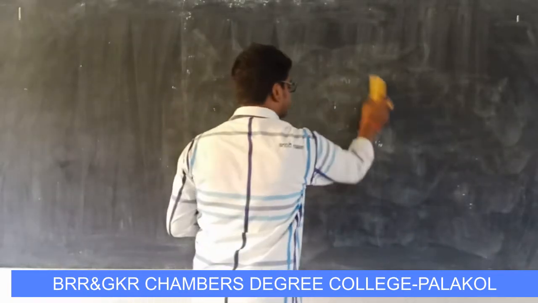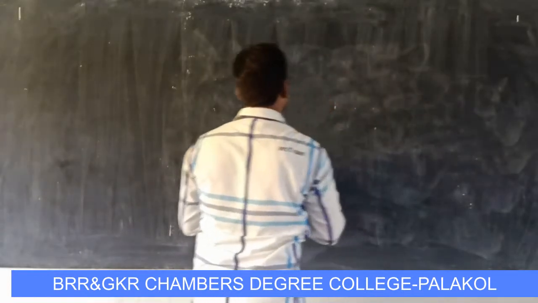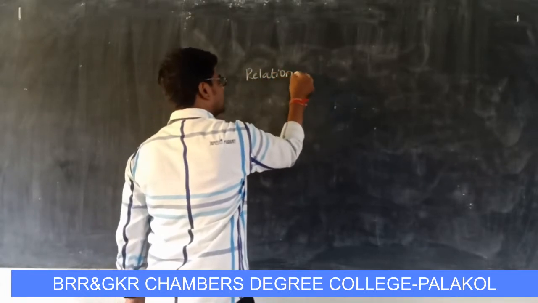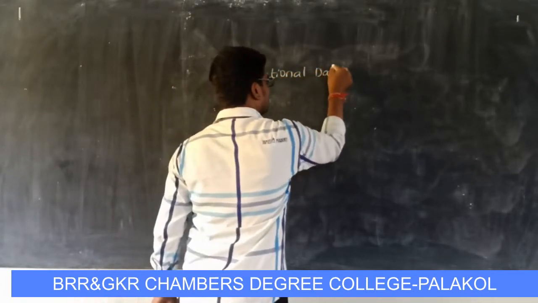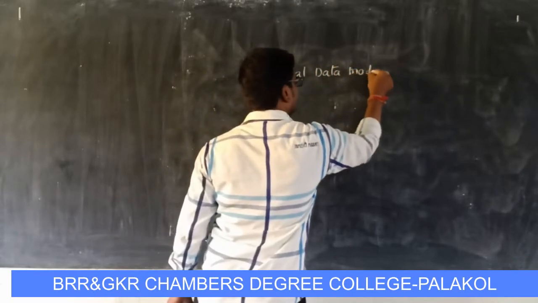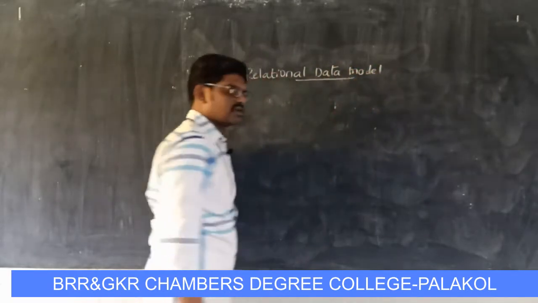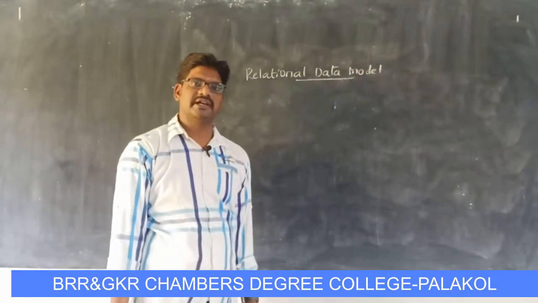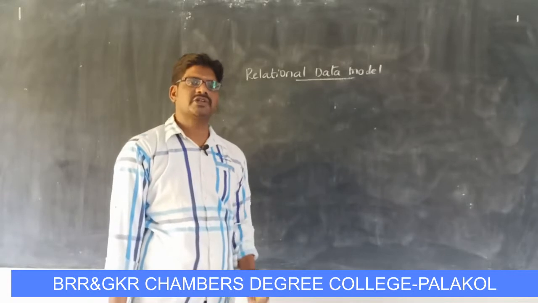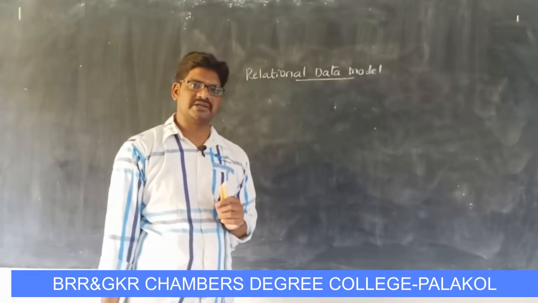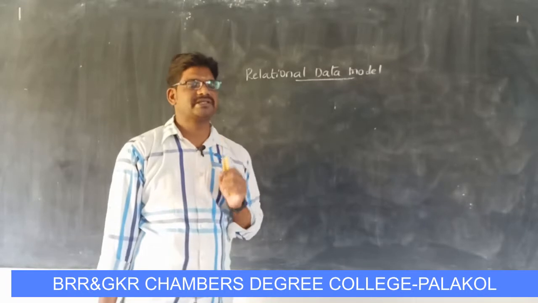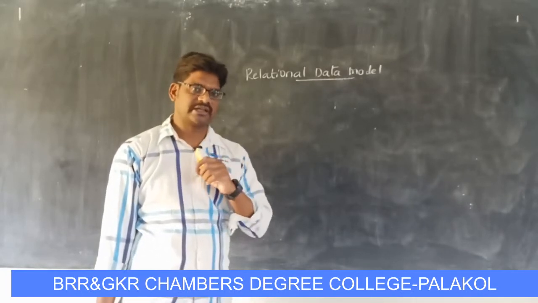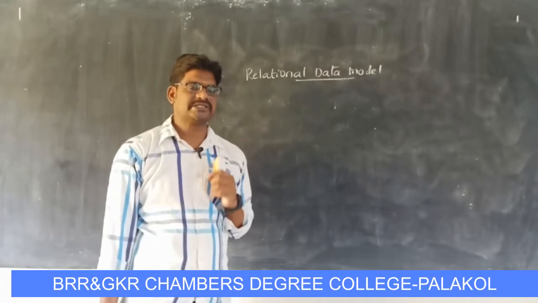Okay. So the next one, relational data model. The relational data model is a collection of tables. A table is a logical structure maintained by the database manager. Table is the important component in the database, and it can be managed by the database managers.